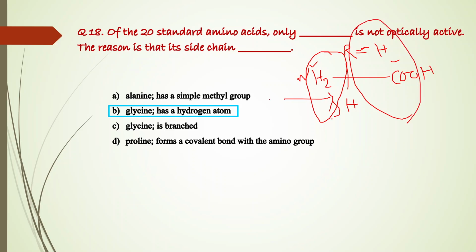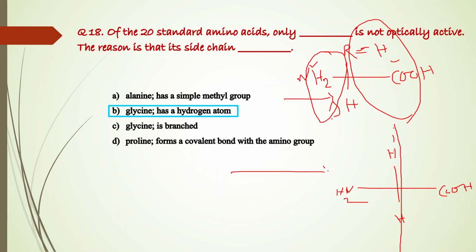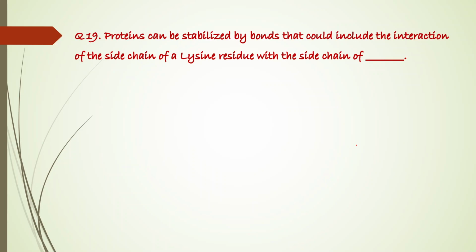Sorry, I have written it down oppositely. Suppose this is your structure. You have hydrogen, hydrogen, NH2, COOH. So there is a mirror plane passing through this molecule. Whenever you pass light through this molecule, whatever bending of light happens in one part will be cancelled out by the other part. So overall you will not get any optical activity. So this is the correct option. Moving to the next one.